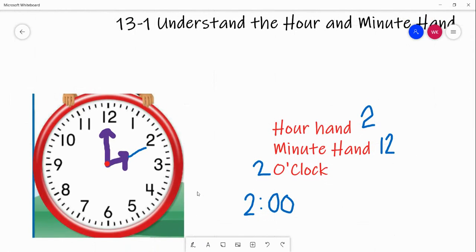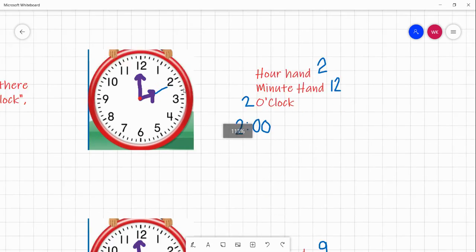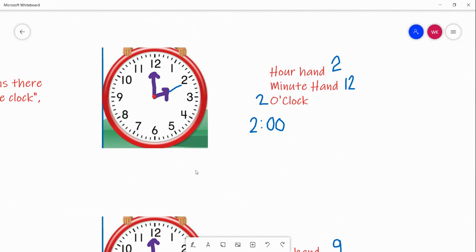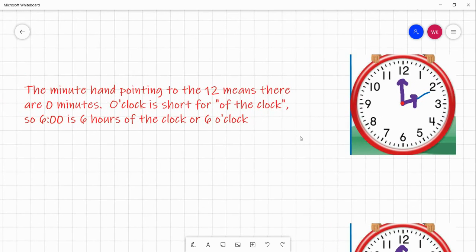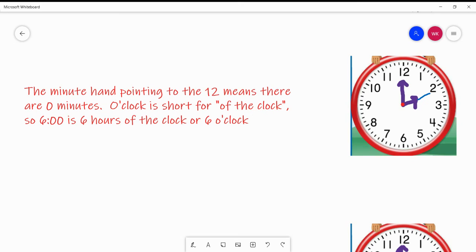If you want to use a clock at home, you can do every single hour. You can figure out when it's 1 o'clock, 2 o'clock, 3 o'clock, 4 o'clock, 5 o'clock, 6 o'clock, 7 o'clock, 8 o'clock, 9 o'clock, 10 o'clock, 11 o'clock, and 12 o'clock. So you can keep doing some more practice with these clocks to figure out the time with the hour and the minute hand. I just want to reiterate that the minute hand pointing to the 12 means there are 0 minutes. So o'clock is short for of the clock. So if it's 6 o'clock, that means there's 6 hours of the clock.